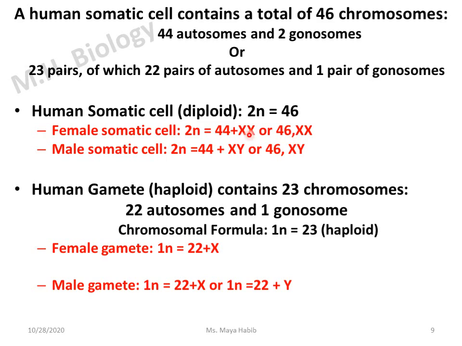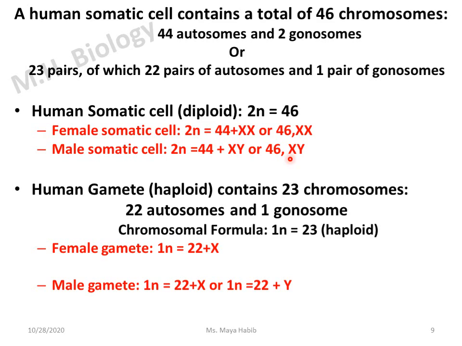But, in the case of a male somatic cell, which contains XY, not XX, the chromosomal formula would be 2n equals 44 plus XY. Or, 2n equals 46, XY.